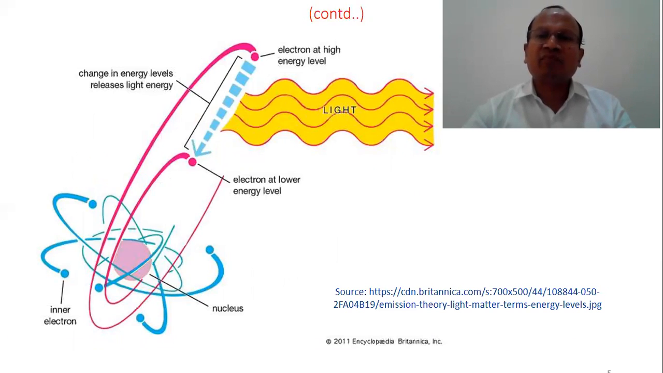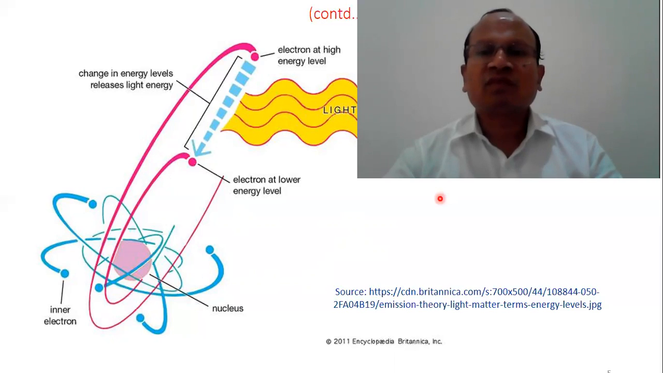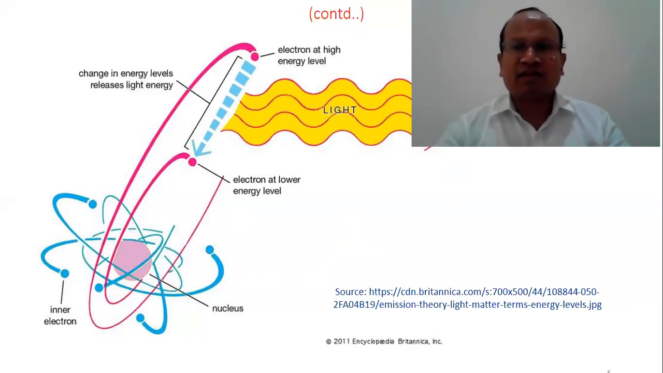This is also an interesting diagram. I have referred to the source from where I have used the image. You see here the inner electron. This is the nucleus, and these are representing orbits. The electron is at low energy level when it is near the nucleus. The electron is at high energy level when it goes to a higher orbit, the outer and outer orbits. When the electron falls down from high energy level to low energy level towards the nucleus, then light is emitted. So this is an interesting phenomenon highlighting how the light signal is generated.